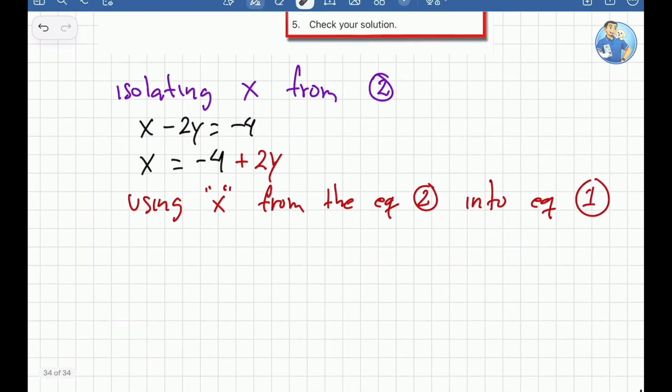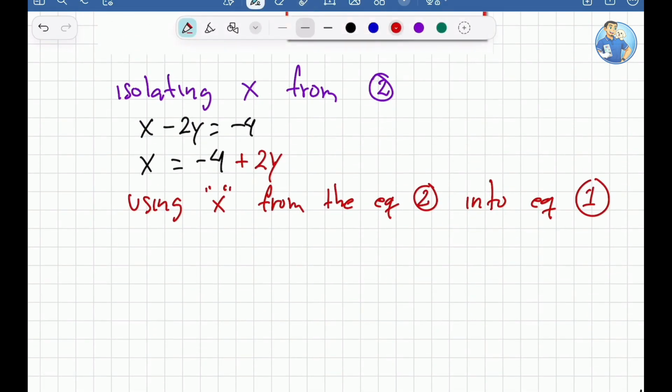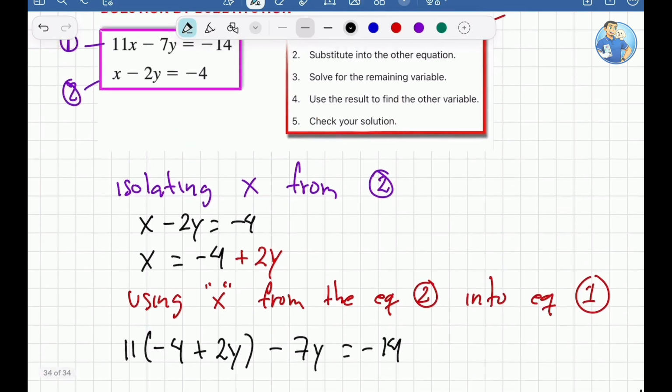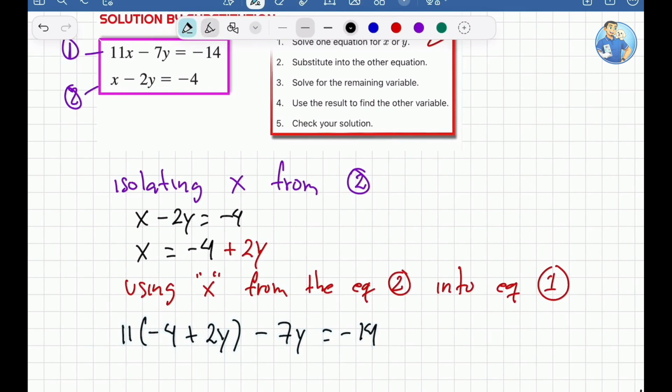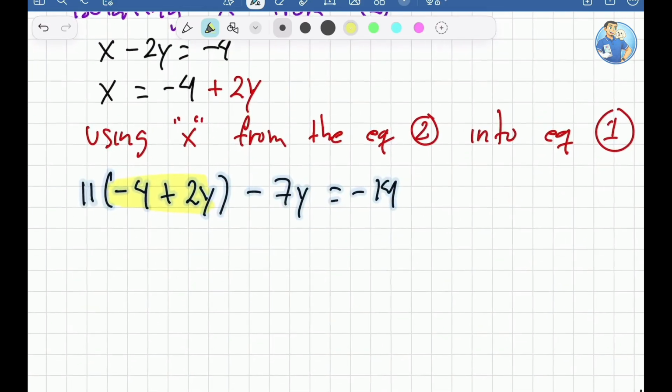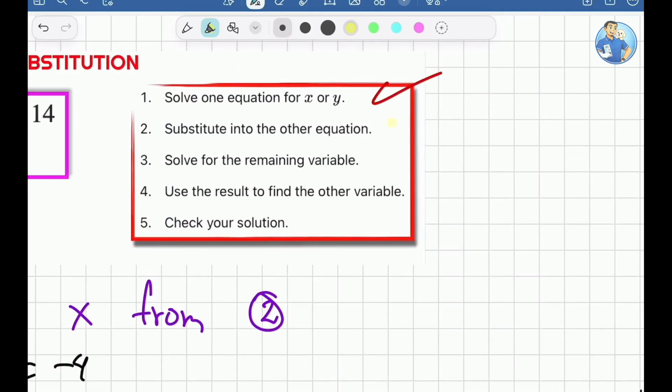So pay attention, we have 11 times, what is x? Minus 4 plus 2 times y. Okay, then minus 7 times y equals minus 14. So let me check. We have this. So remember, this is x. This is x. So now by doing this, we have one single variable missing in this equation, the y.